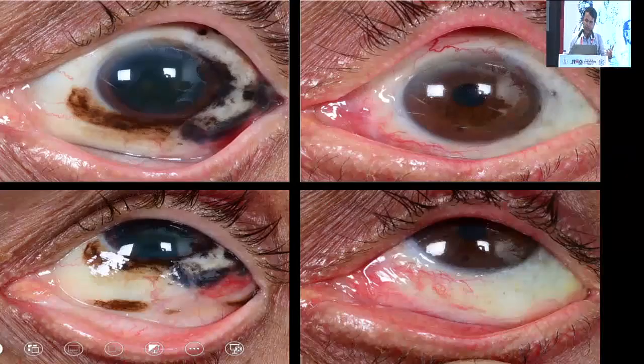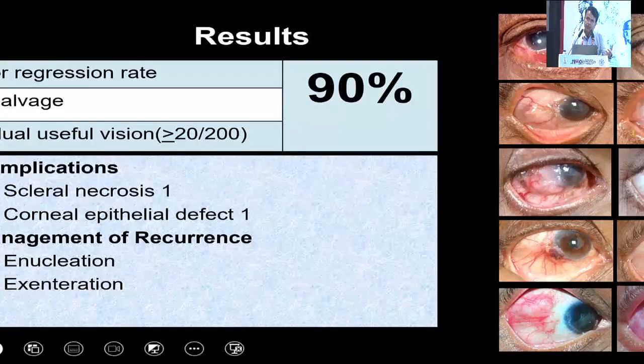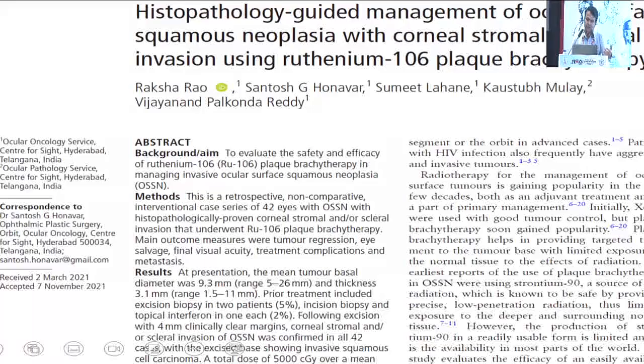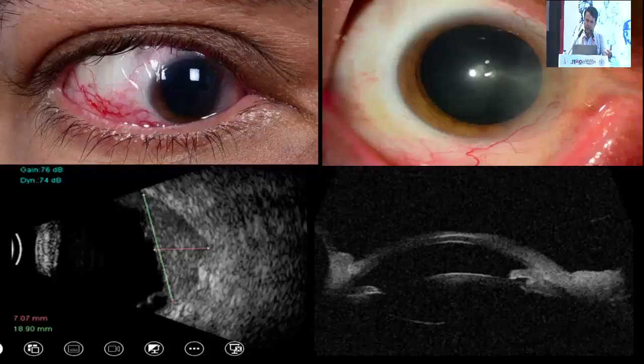I'll skip the video again. Again, we use plaque brachytherapy, but the rotational technique where we treated every bit of the surface of the eye with brachytherapy after excision, and he looks good after 3 years of follow-up. Brachytherapy has about 90% success, which has been recently published in British Journal of Ophthalmology.